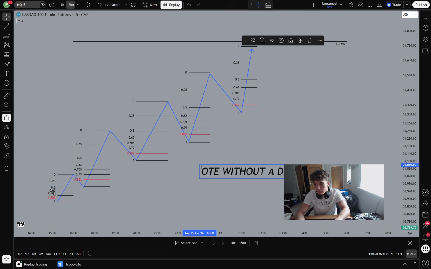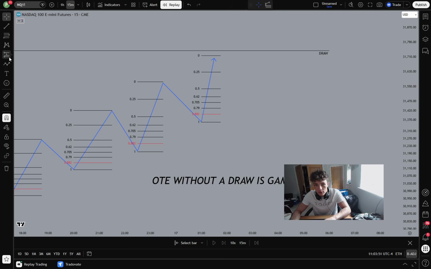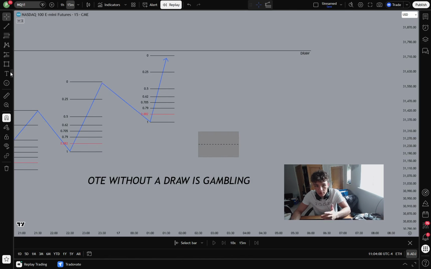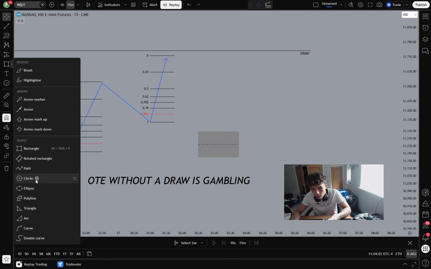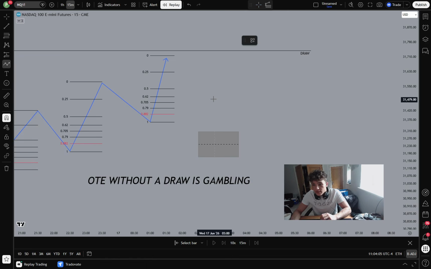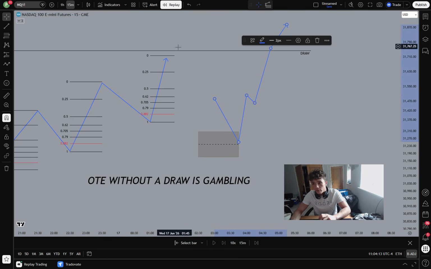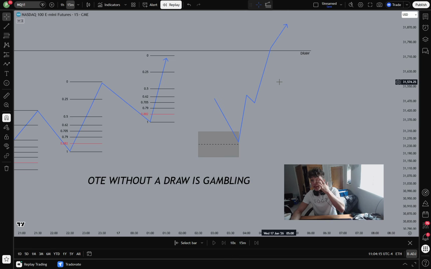Because the way we see OTE is this. Let me just really draw this out. So we're going to have a draw, like this draw you see. This could be any kind of draw, an MWOG, all-time highs, whatever, you name it. We have price, and price is going to want to tap into some kind of PDA. This is the PDA, right? And then we're going to have that push to the draw. Understand? Okay?